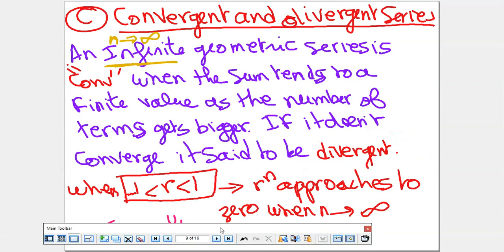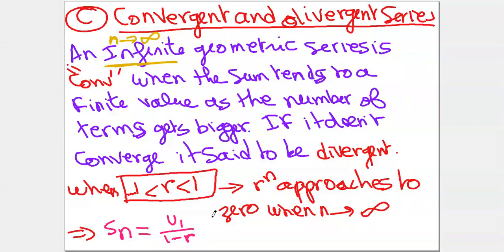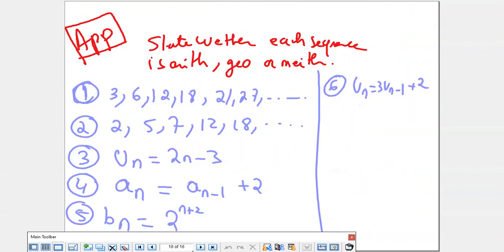So it means when I have a convergent sequence, I need to see that n is tending to infinity and the ratio is between minus 1 and 1. So when I'm doing the sum, the formula will be S is equal to u1 over 1 minus r. You will see it in the application.